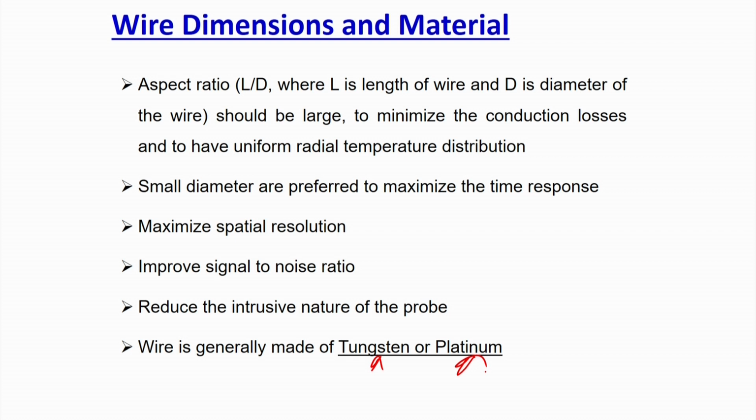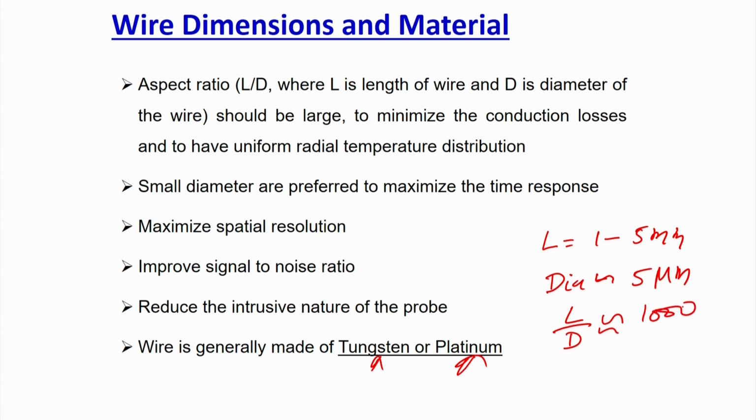You have to maintain a large L by D ratio. As I said, the length is in the order of 1 to 5 mm and the diameter is in the order of 5 micrometer. So, if you see, the L by D ratio goes in the range of 1000, if I take 5 mm and 5 micron. So, we keep a very large L by D ratio, in the range of 1000.